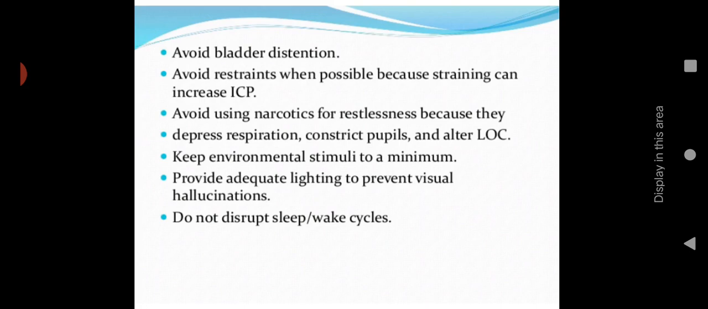Keep environmental stimuli to a minimum. Provide adequate lighting to prevent visual hallucination. Do not disrupt sleep or wake cycles. You should not disturb them in between the sleep or wake cycles, and also you have to provide adequate light in the room.